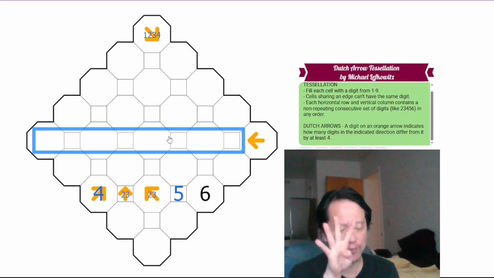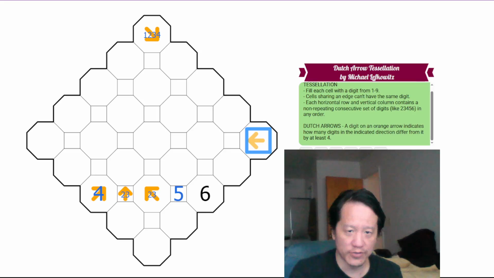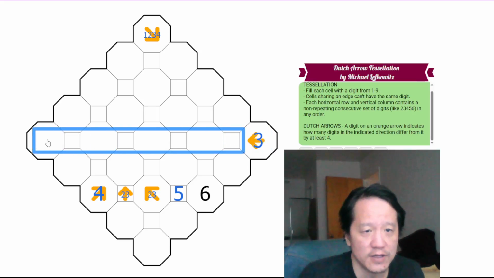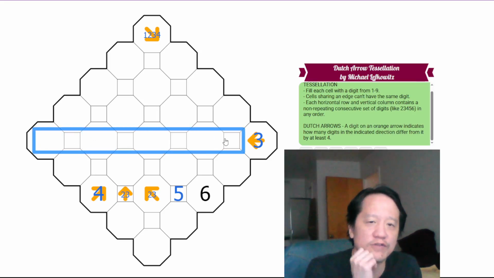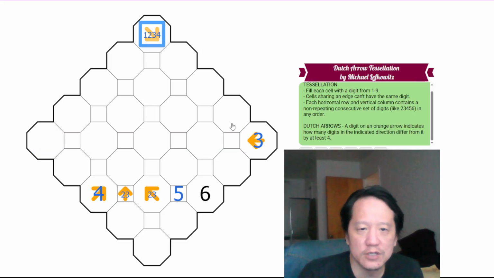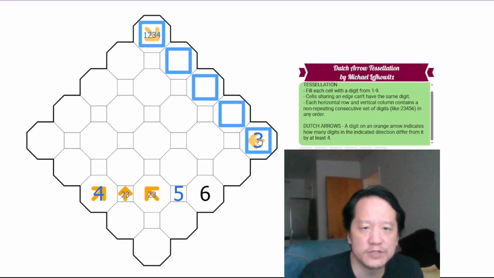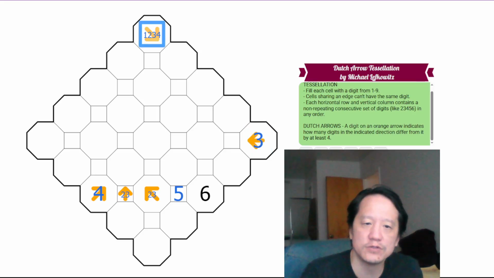2 has 4 digits, which are 4 or more away from it: 6, 7, 8, and 9. And so this has to be a 3 here. So this is 3, which has definitely 3 digits in this row, 1 through 9, which would be 7, 8, 9, which are 4 or more away from it. Now this digit is not 4 or more away from it, so this cannot be 4 here. So this could be 1, 2, or 3 in this direction.